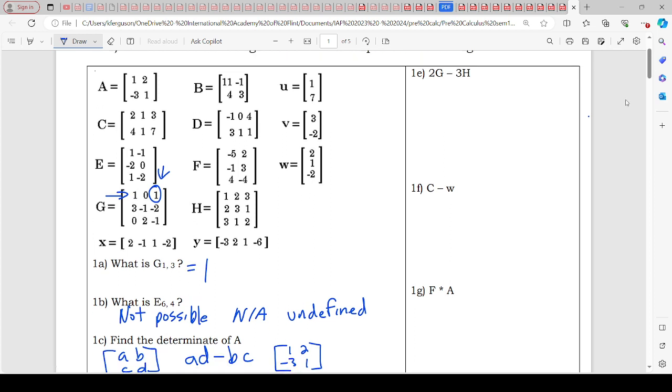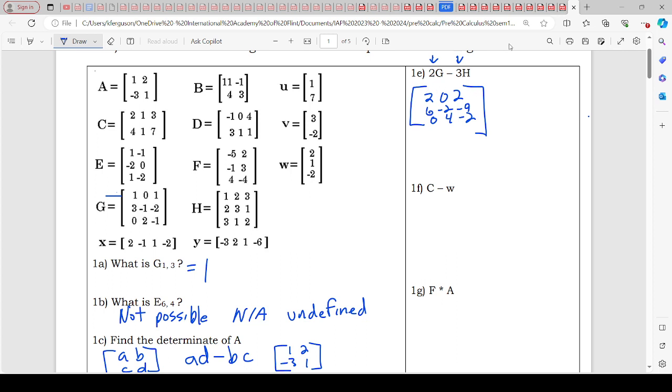Okay. So now I got 2 times G minus 3 times H. So these numbers are scalars. They multiply all the numbers in your matrix. So 2G is just 2 times everything in G. So that would be 2, 0, 2, 6, -2, -4, 0, 4, -2.